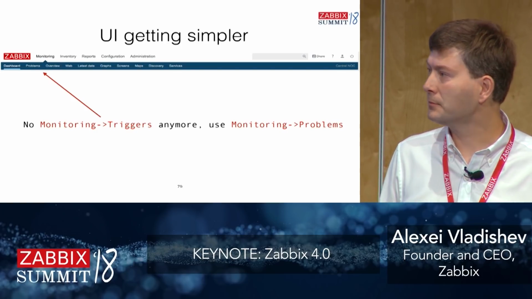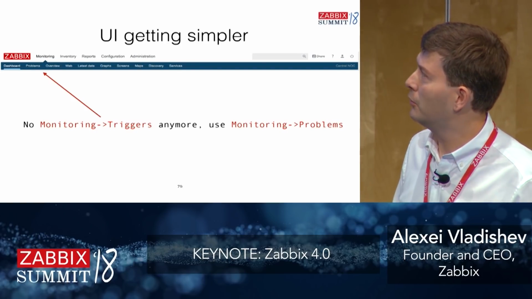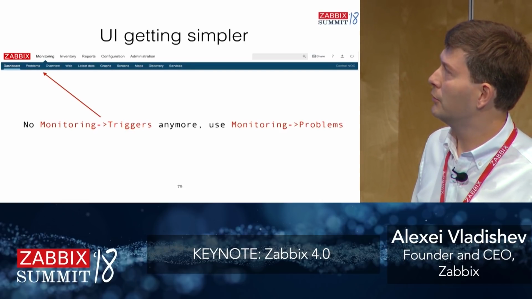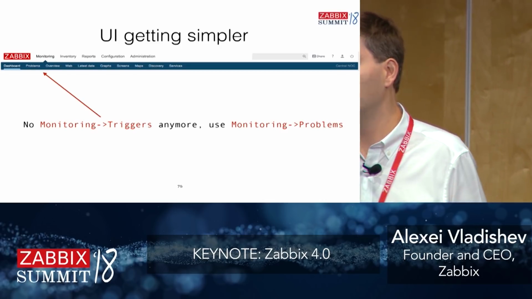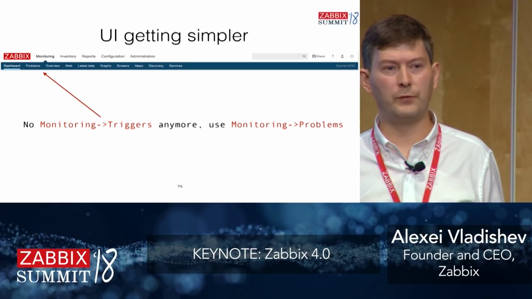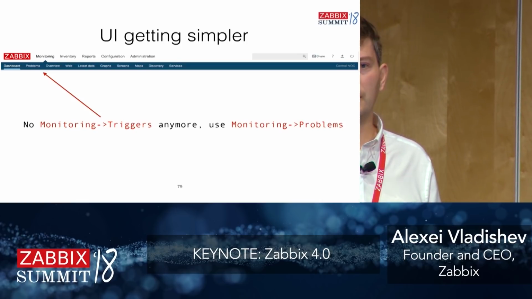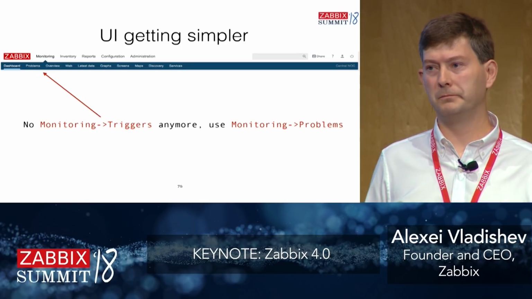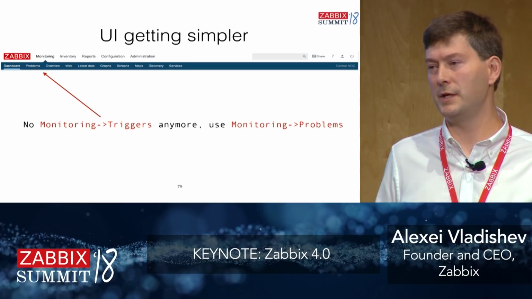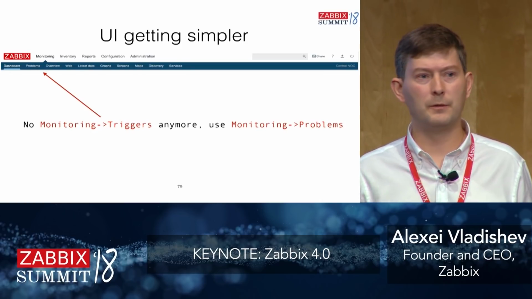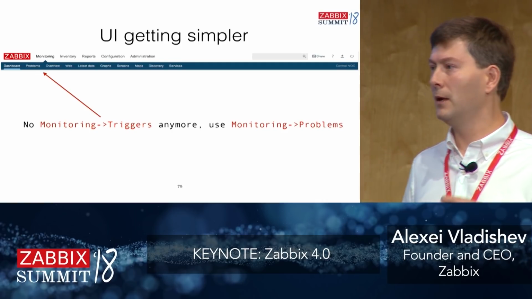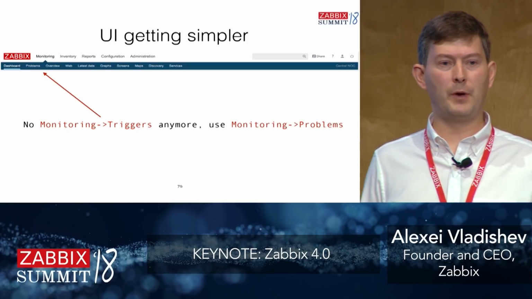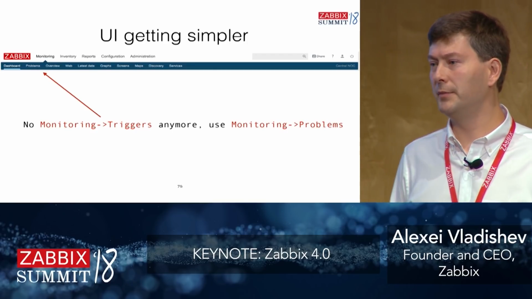UI is getting simpler, so you won't find monitoring triggers anymore, okay? In 3.x, you would see monitoring dashboard, monitoring problems, monitoring triggers, and I think it was a great source of confusion because for some people it's maybe not so easy to understand. What's the difference between a trigger and a problem? Because in most cases, a trigger and a problem are kind of the same thing. But I think the difference is very simple. A trigger is just a source of a problem. This is an entity which generates a problem, and there could be other entities, like for example, SNMP traps.